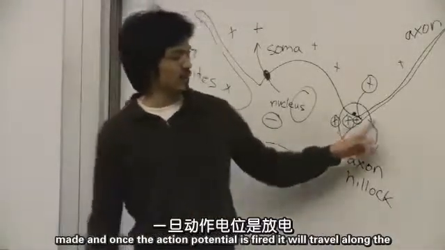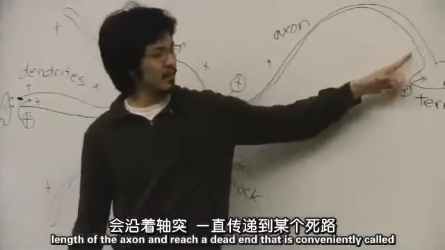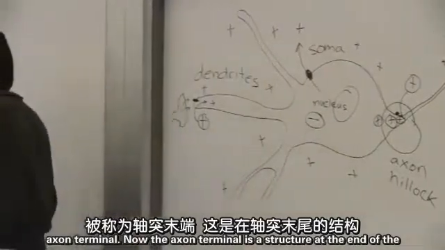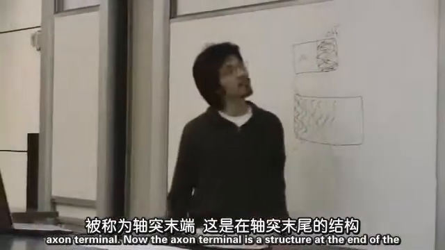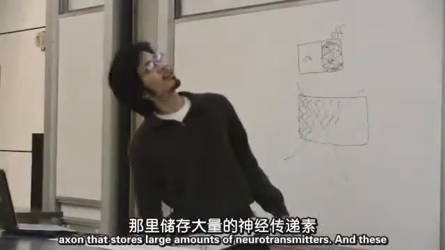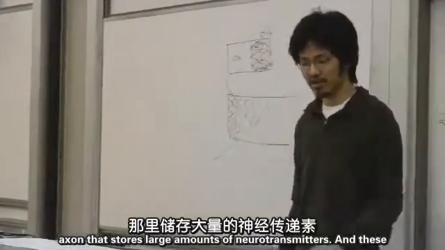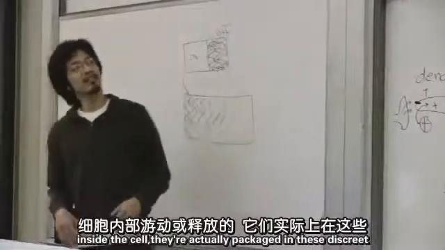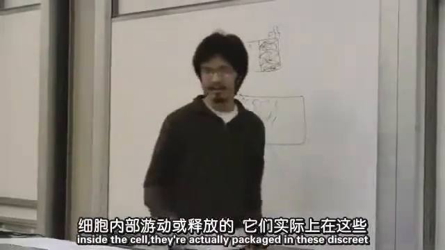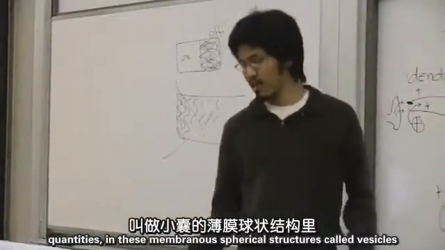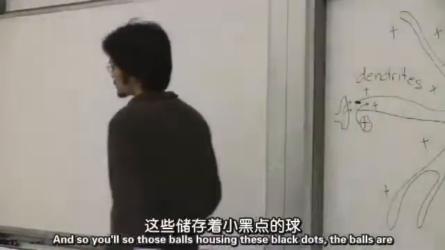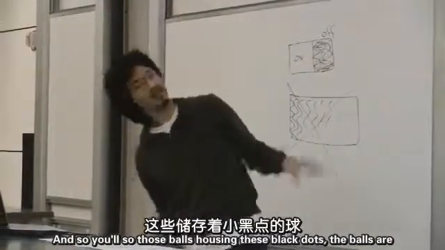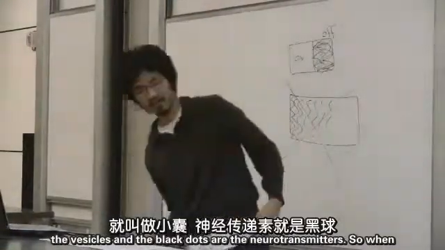And once the action potential is fired, it will travel along the length of the axon and reach a dead end that is conveniently called the axon terminal. Now, the axon terminal is a structure at the end of the axon that stores large amounts of neurotransmitters. And these neurotransmitters aren't just freely floating or diffusing around inside the cell. They're actually packaged in discrete quantities in these membranous spherical structures called vesicles. You'll see those balls housing these black dots. The balls are the vesicles, and the black dots are the neurotransmitters.